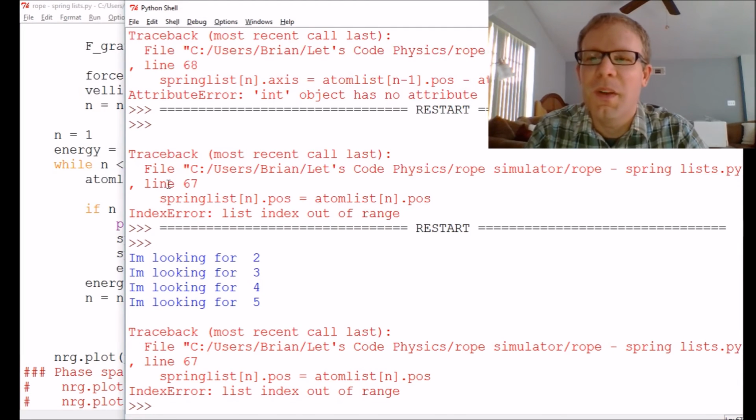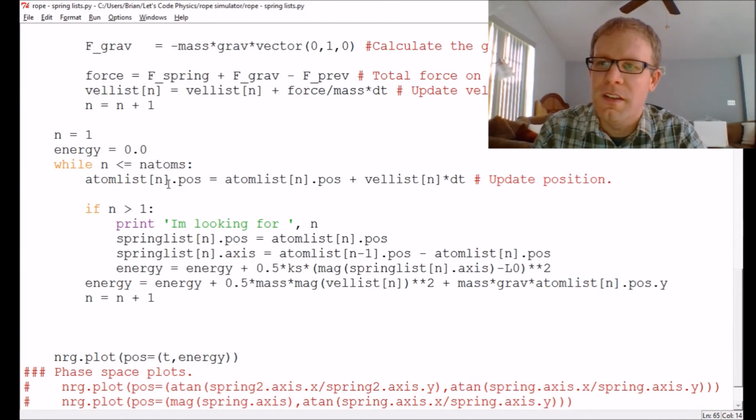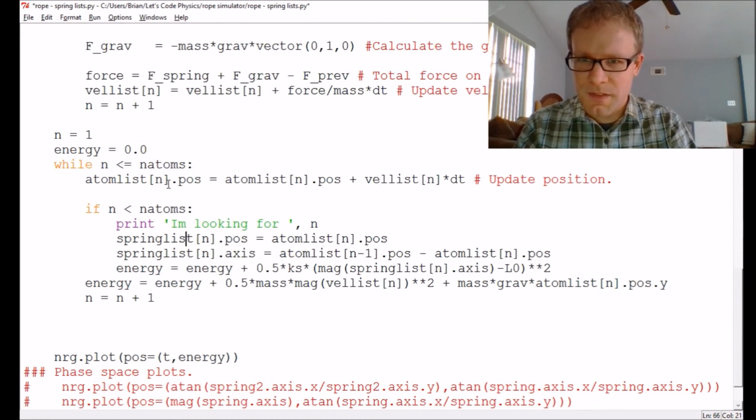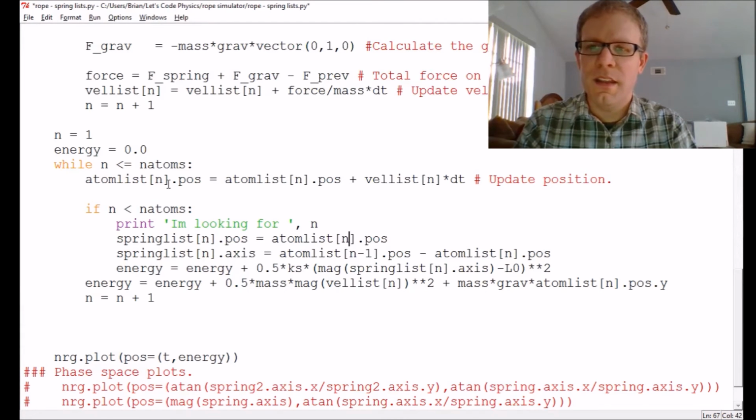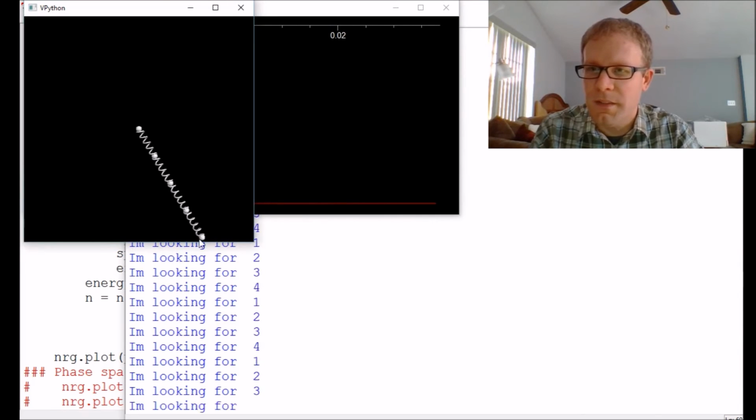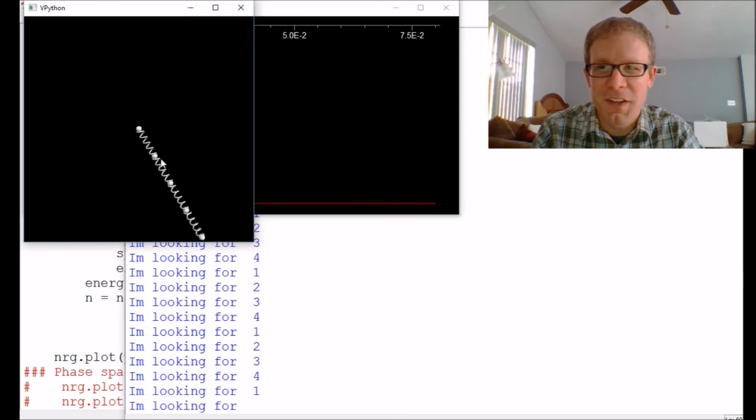Let's see. Okay, so it's going 2, 3, 4, 5. So maybe... Oh, okay. Let's do it the other way. Let's do it this way in atoms. But then let's have this be atom list n plus 1, and then this can be n minus n plus 1. I think that will work. I think. Okay, awesome. It's not going anywhere. I don't know why it's not going anywhere, but at least they're set up correctly. And the thing is looping.